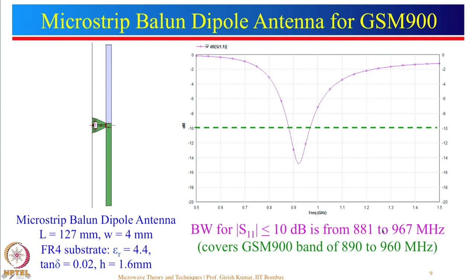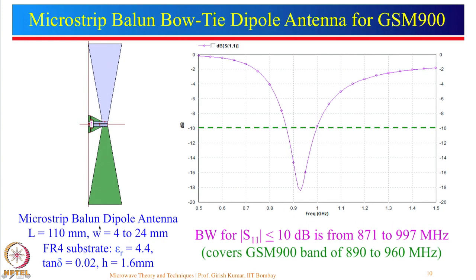So let's see what is the result. So we get bandwidth for S11 less than minus 10 dB from 881 to 967 megahertz. So you can see that this particular bandwidth covers 890 to 960 megahertz. Now, in this particular case, instead of using a straight line, actually speaking, we have used bow tie dipole antenna. Bow tie dipole antenna gives relatively larger bandwidth compared to a simple rectangular dipole antenna.